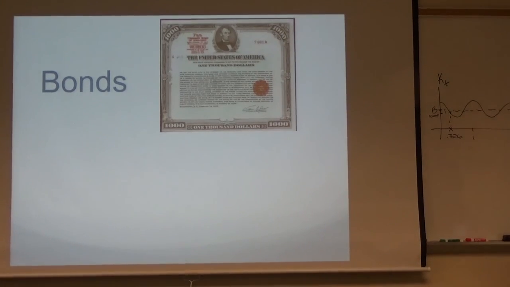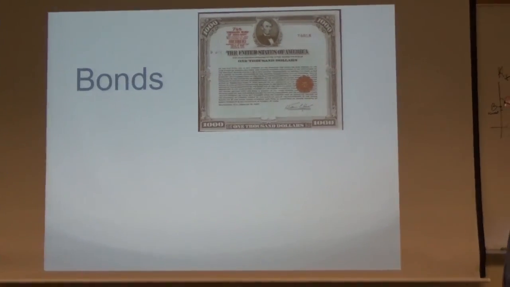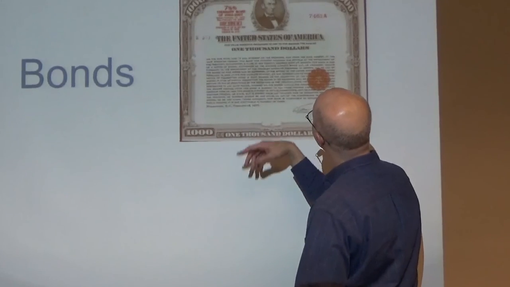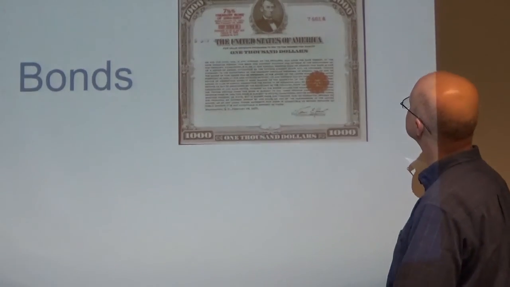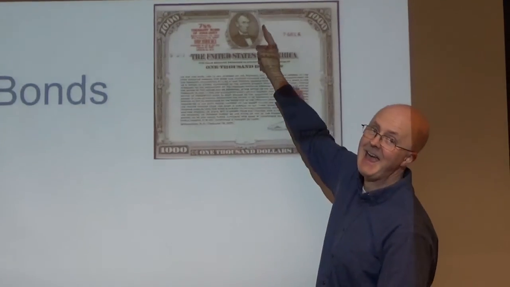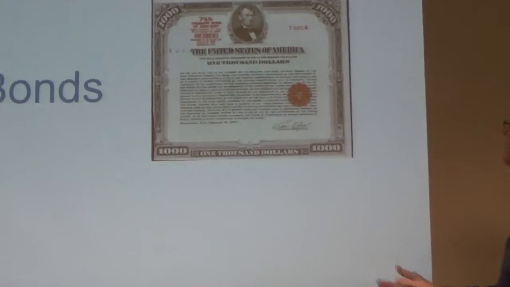What's a bond? Oh boy, zoom in on that. It's even hard for me to see though, I can't really read this. I do see the United States of America, $1,000. This is a picture of a $1,000 face value, hey, Lincoln's face, or par value bond.